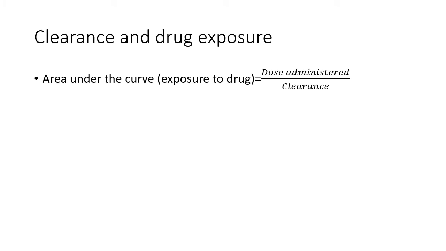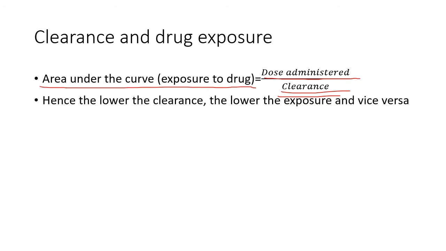When it comes to drug exposure, the area under the curve, which is the exposure to the drug, is determined by the dose that we give over the clearance. So if you give a set dose of, say, 10 milligrams or 1,000 milligrams, if the clearance value is low, then it results in the drug hanging around for a long time, and it results in quite a large area under the curve or a large exposure to the drug.